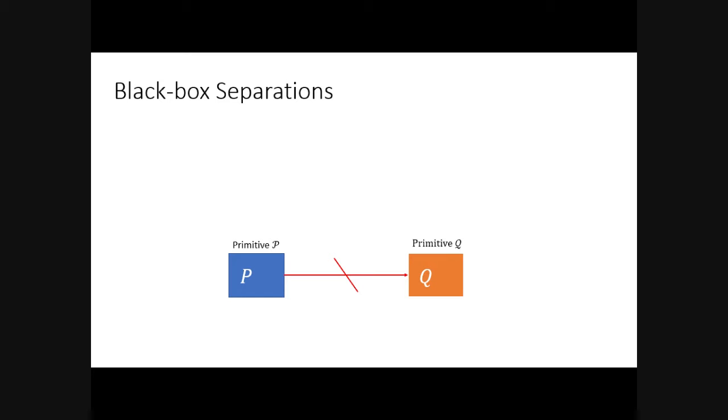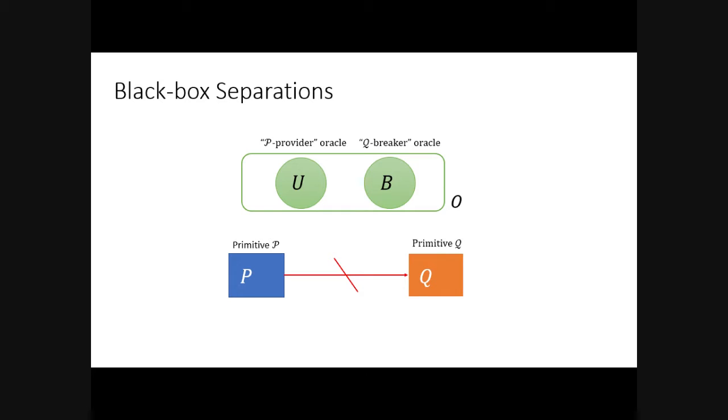So again, the black box separations. In the way we define black box separations, and in our work, we're going to show two oracles. The P provider oracle, which facilitates the secure instantiation of primitive P, and a Q breaker oracle, which allows us to break Q. And together, we call this the separation oracle. And since this is a relativized world, we allow P and Q to call the separation oracle. We're going to use B, the Q breaker, to break Q, and the P provider to instantiate a secure P. And we should make sure that when we add this Q breaker oracle, we wouldn't break P in the process. That's one of the things you have to make sure of.